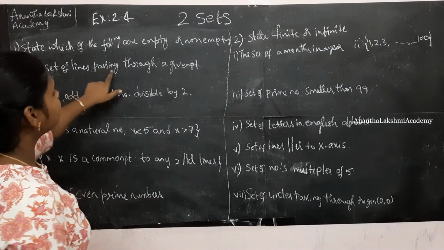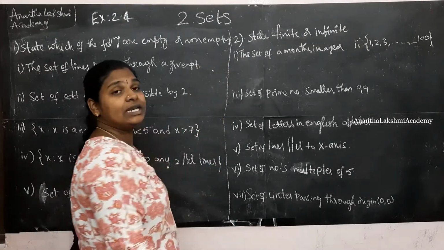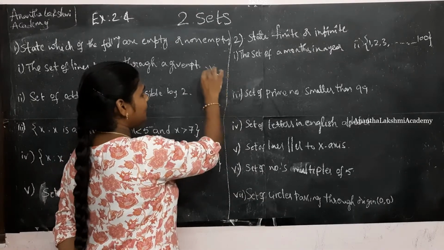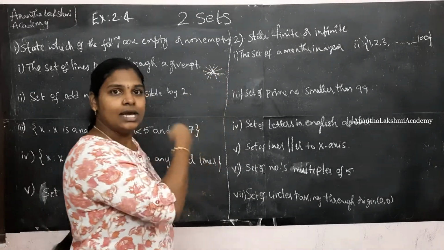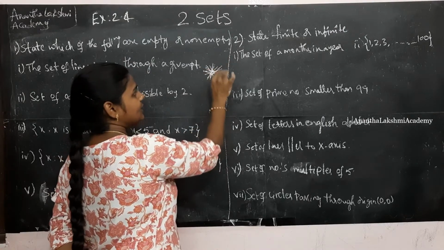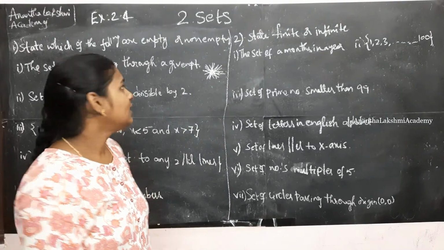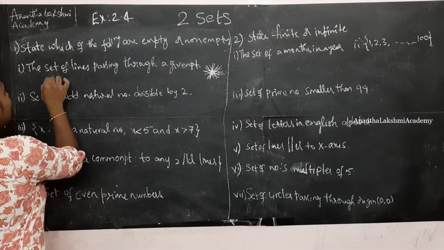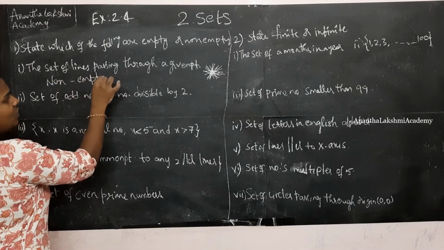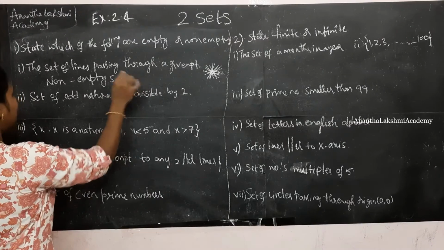The set of lines passing through a given point. Given a point, how many lines can you draw passing through the point? Like this, however many lines you want, you can pass. Can you count these lines? No, right? So this is a non-empty set. There can be n number of lines passing through a given point.